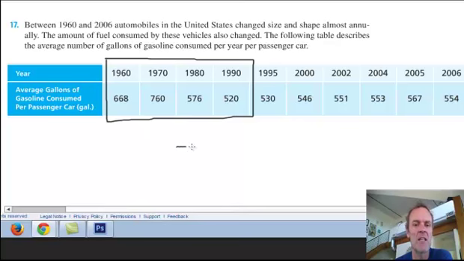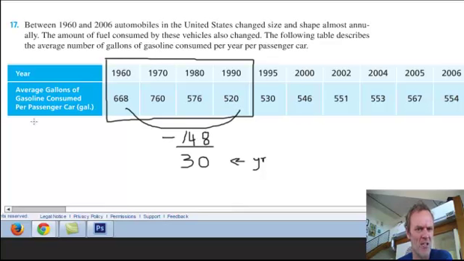Okay, so I can see 30 is going to go on the bottom. Again, per year, so the years go on the bottom. Think of it like that. What's the average rate of change? Gallons per year. I'm going to put the gallons on the top, the years on the bottom. Now how much did it go down by in those 30 years? It looks like it went down by 148. So it went down by 148 gallons consumed per car over 30 years.